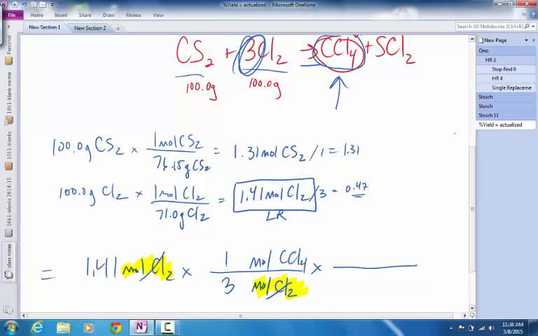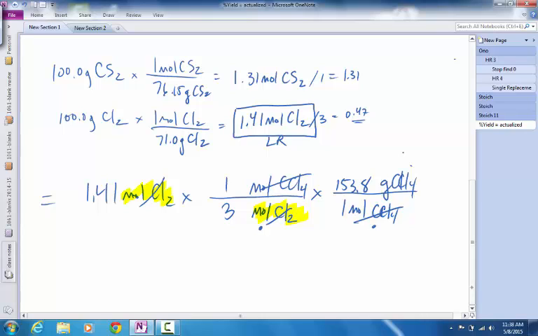We need to go to grams, so we need to multiply by the molar mass. 1 mole on the bottom of carbon tetrachloride, we need the molar mass on top. The molar mass of 1 carbon and 4 chlorines, 153.8 about. So grams to moles, do the stoich right here, back to grams. So we do our calculations out, and we should get about 72.3 grams of carbon tetrachloride produced.